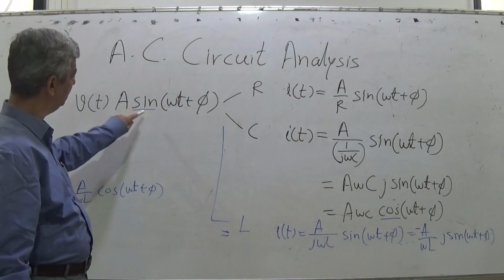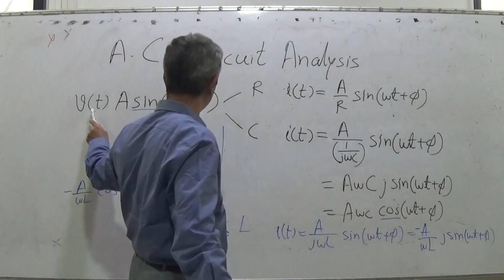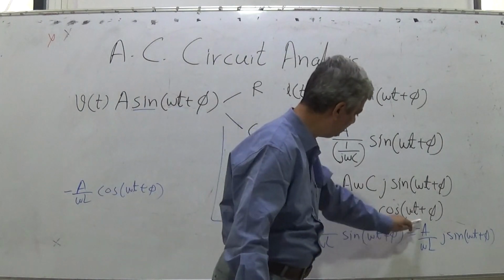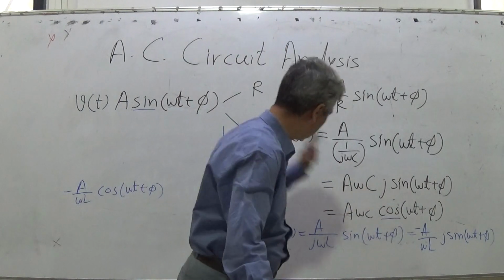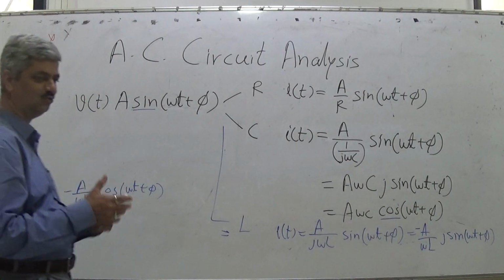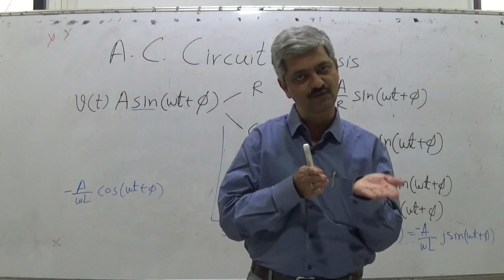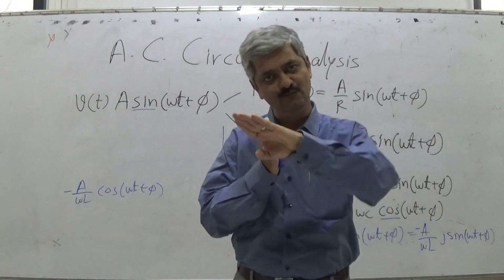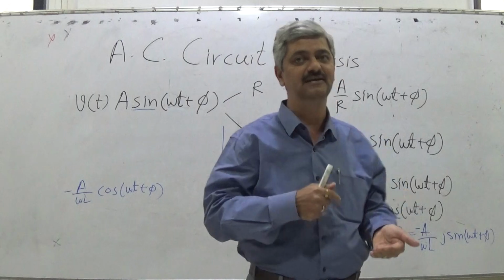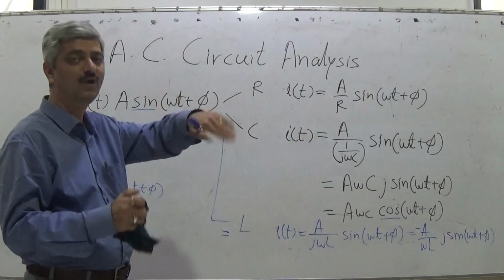So if voltage is sinusoidal, current is sinusoid of same phase. For capacitor, input voltage sine, output current cosine. For inductor, voltage sine, current minus cosine. So for resistor in phase, for capacitor 90 degrees phase on one side, for inductor 90 degrees phase on the other side.